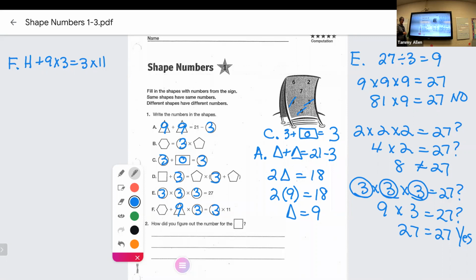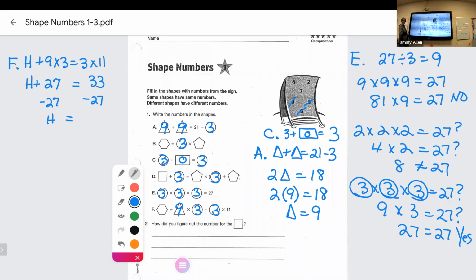What's 3 times 11? 33. What's 9 times 3? 27. How do we solve for the hexagon? Yeah, we need to actually subtract that 27 from both sides. And that leaves us with the hexagon being equal to what?